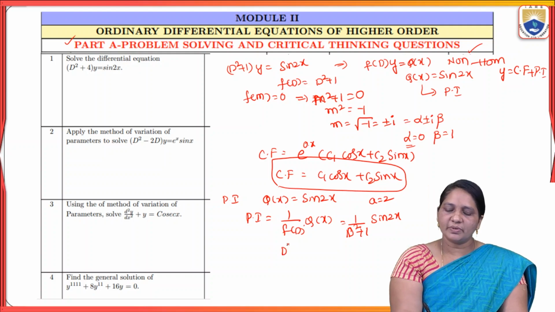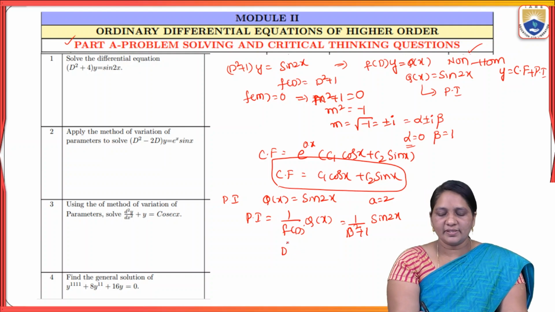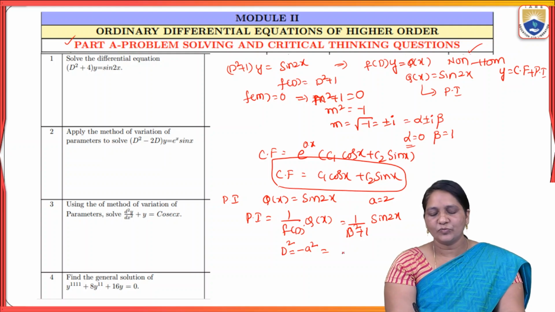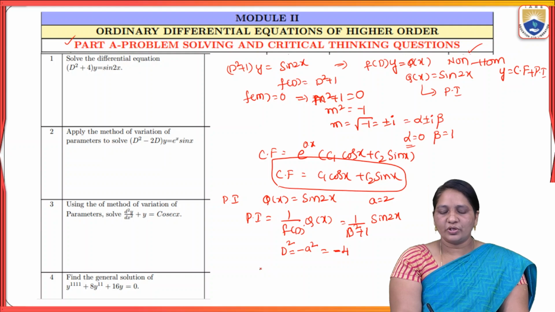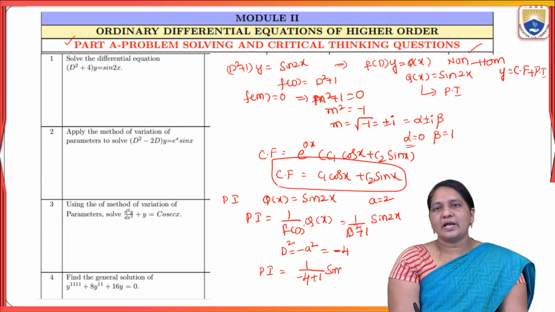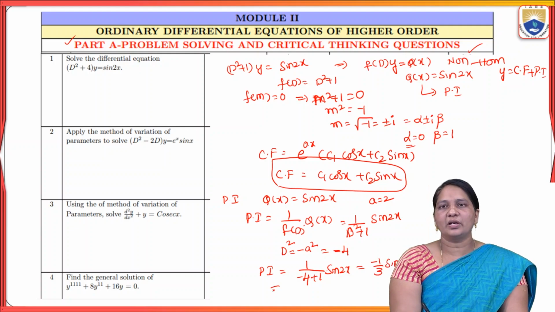In this method, if Q(x) is sin 2x, we have to replace D squared with minus a squared. The a value here is 2, so minus a squared is minus 4. Now we replace: particular integral equal to 1 by minus 4 plus 1 into sin 2x. So what is this value? Minus 1 by 3 into sin 2x. This is the particular integral.